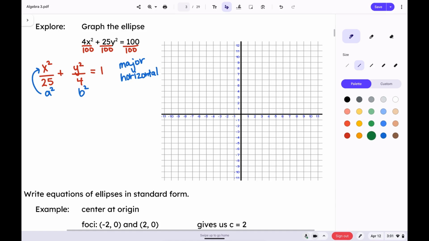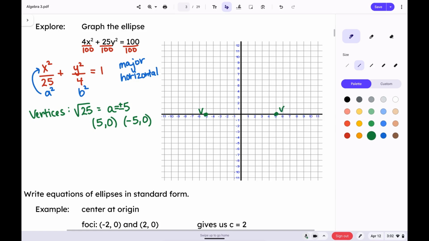To find my vertices, I need to square root 25 because that's going to be my a term, which is a 5. So a is going to be plus or minus 5. And since it's a major horizontal, that would mean that your points would be written as (5, 0) and (-5, 0). The 5s come first because if it's a major horizontal, that means that it's going to be along your x-axis. So I'm going to go ahead and graph those points. (5, 0), that's a vertex, and (-5, 0), that's a vertex.